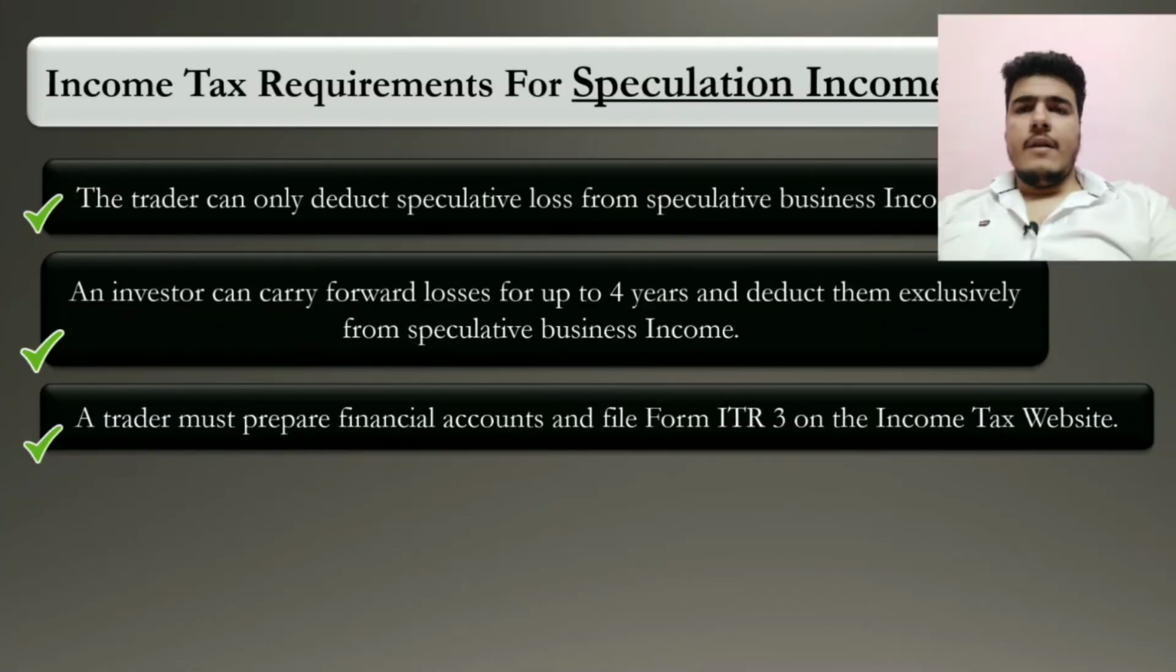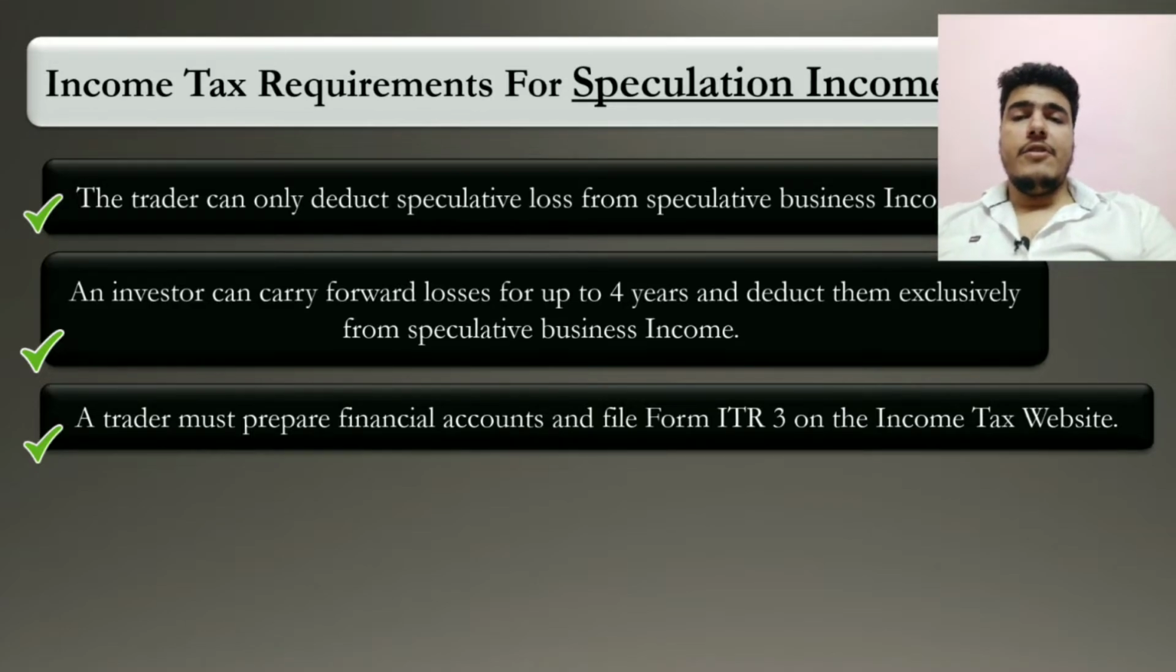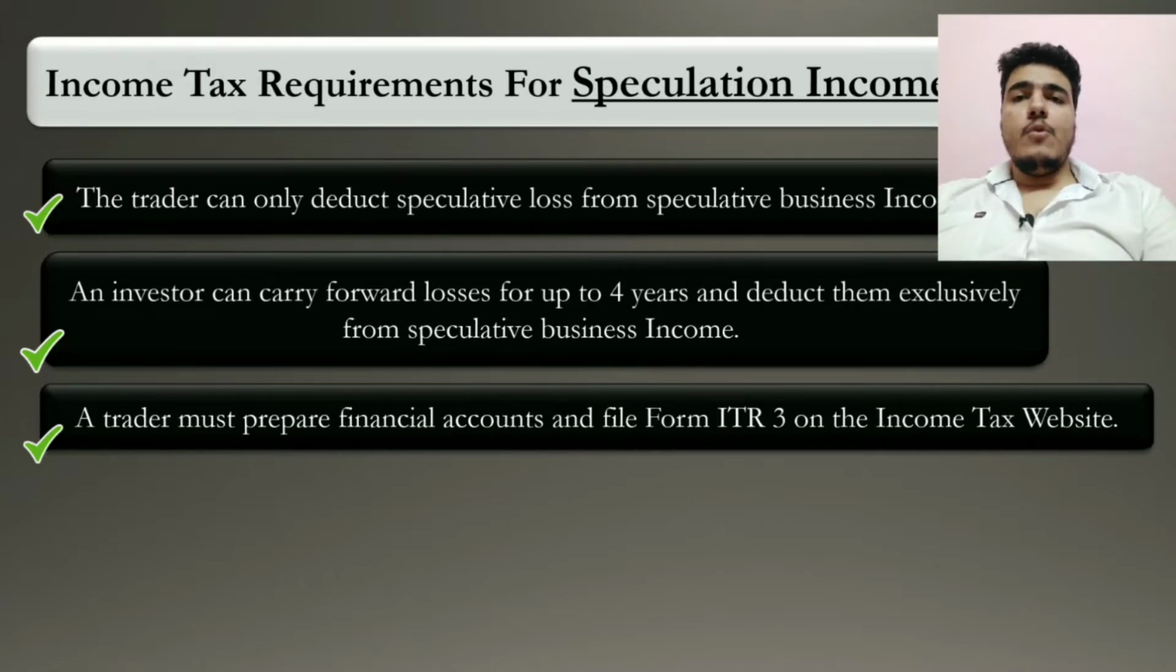from speculative business only. And a trader must prepare financial accounts and file ITR 3 because it is business income and ITR 3 is for business income. Okay, unless he is opting for presumptive taxation. In case of presumptive taxation, profit will be 6% of the absolute turnover. So we will discuss what is absolute turnover and what is presumptive taxation scheme. But normally he has to prepare financial accounts and file ITR 3, and he is liable to tax audit too in case his turnover is more than 1 crore.